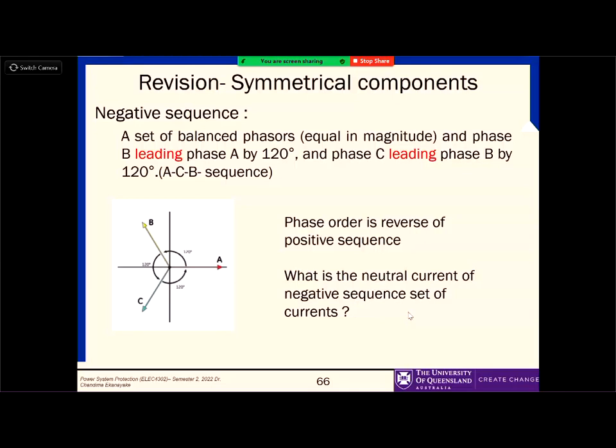Let's say you have three sets of currents going in these lines, and they represent negative sequence. What is the total neutral current in this system? Still zero. It's the same as positive sequence, right? You just add these vectors. The only thing is that the phase in two phases has been changed. That's all, right?